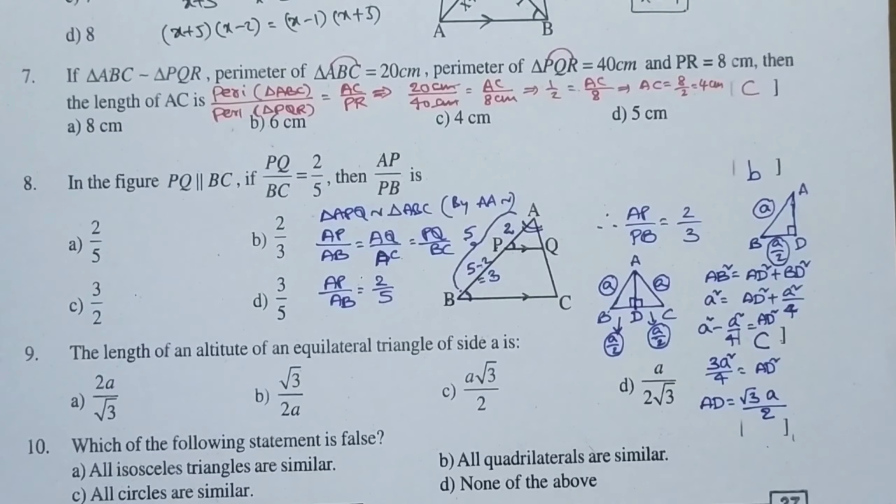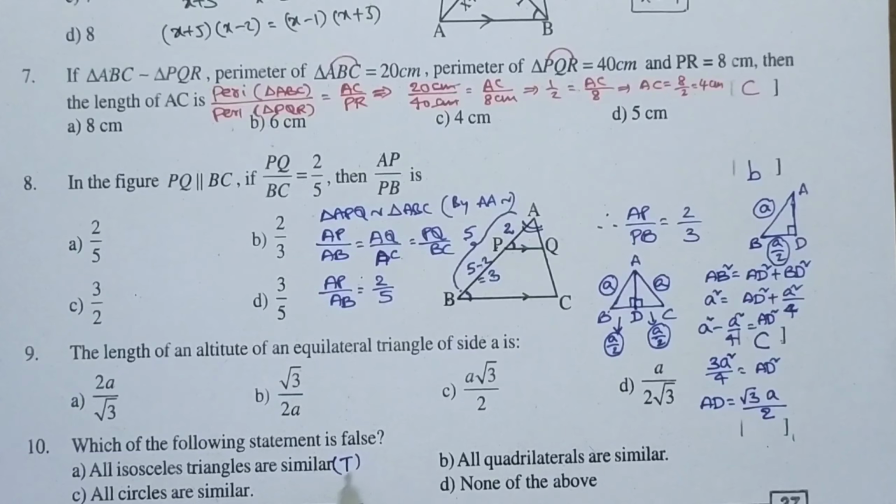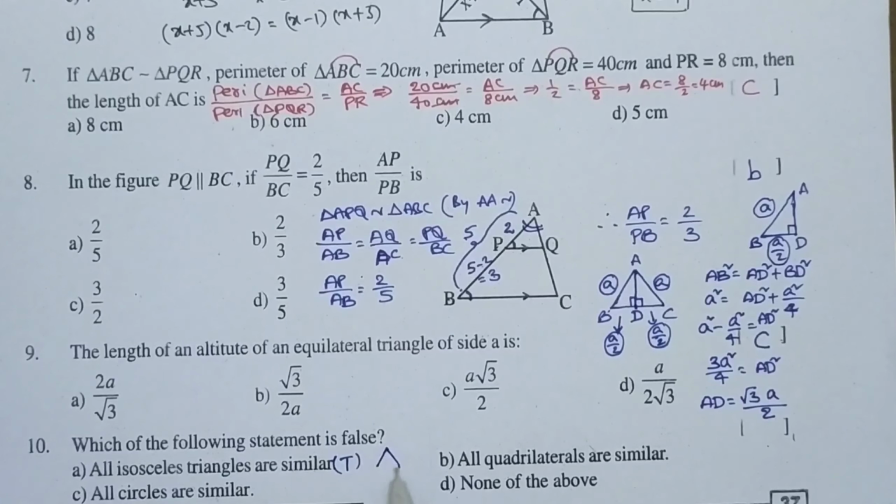Now let us see question number 10. Which of the following statements is false? All isosceles triangles are similar. This is true. Because for example, you take two triangles whose sides are 2 and 2, and another triangle you can take 3 and 3. So 2 by 3 equals 2 by 3 and this is the common angle. So by SAS similarity criterion both the triangles are similar.